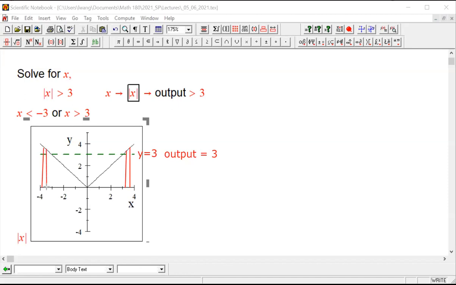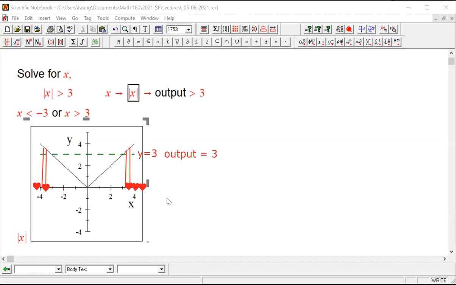So your solution is going to be where? Because you're looking for input. The input is going to make the output larger than 3. So where do you find those inputs? That's a description: less than -3, or larger than 3.